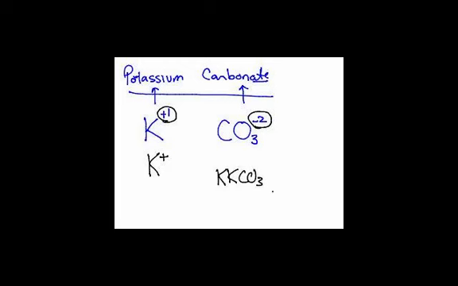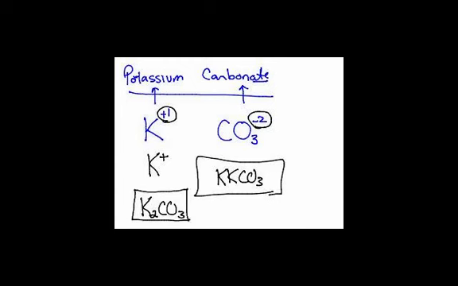But we don't like to write KKCO3 because that is kind of annoying. So we write K2CO3, indicating that there are two potassiums and a carbonate. And the charge of this particular compound is 0. We always want the net charge of our ionic compounds to be 0.